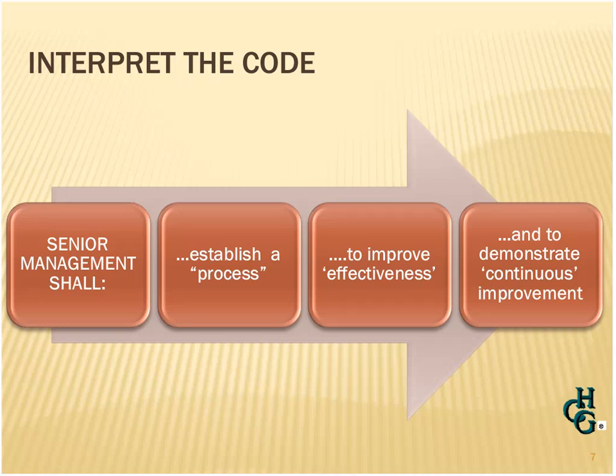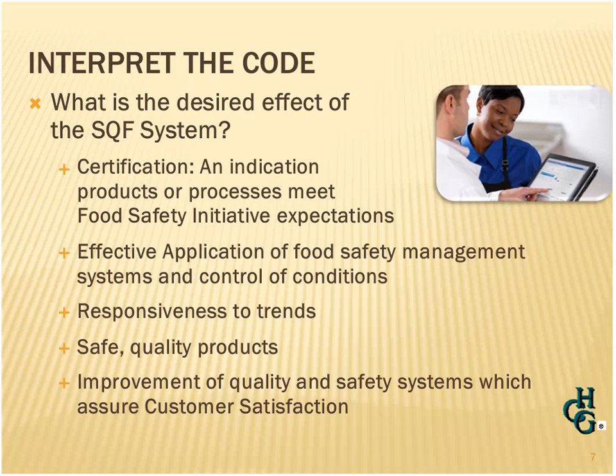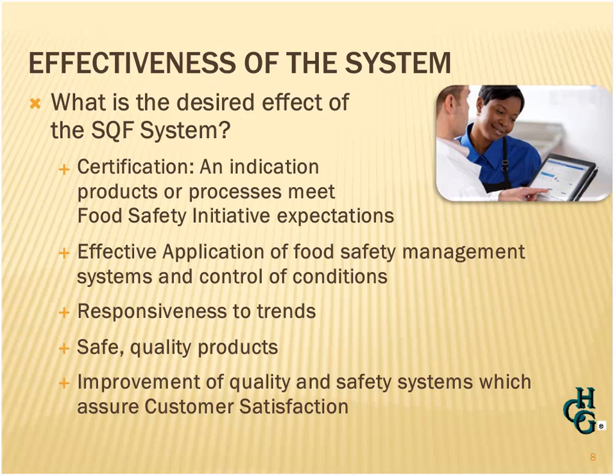Note, it does not say senior management shall show the auditor at least one completed project that shows that you have improved upon something. That's not what we're looking for. We're looking for a process. So senior management shall establish a process to improve effectiveness and demonstrate continuous improvement. Let's look a little bit more closely at, okay, what does that mean? We're supposed to demonstrate or improve the effectiveness of the system.